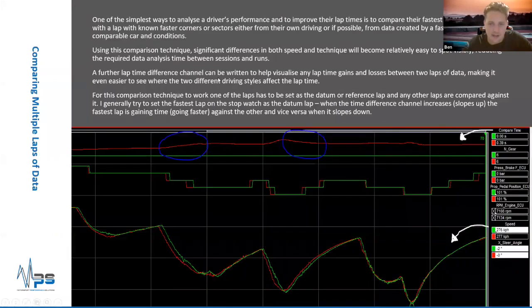That's all that line is doing, plotting the difference in lap time. Again, it's just a really quick visual cue to work out where your most significant time won and lost is between two laps of data. Then you can focus in on those points using the techniques I've already mentioned for analysing a driver's performance in isolation.